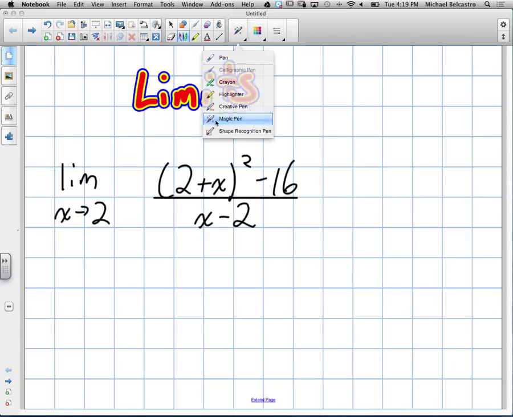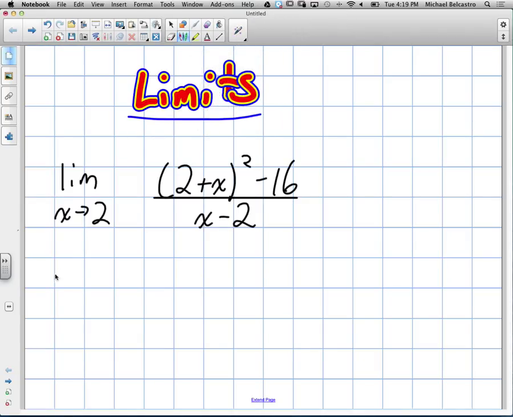Okay, we're going to go over limits. And we have this limit question here: the limit as x approaches 2. Now, briefly looking at our equation, if we were to plug in the value of 2, we have something that would be undefined, right? But we're going to simplify this equation and see if the limit exists.